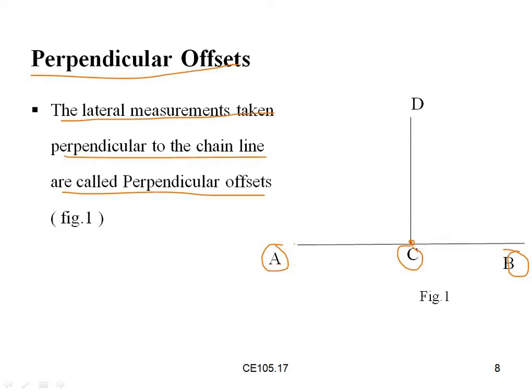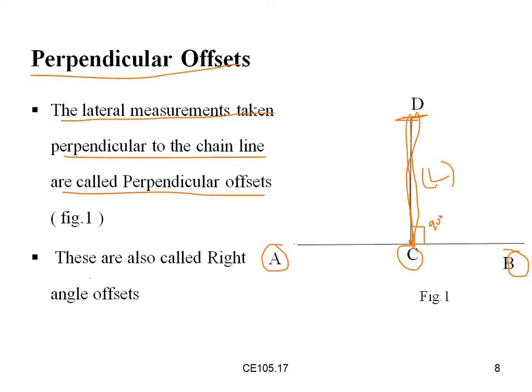While keeping this offset, the 90 degrees angle which is there, we will bisect to D. This is the point where we will get another point. The measurement which is taken is called offset. The length of the perpendicular is called perpendicular offset. So this must be 90 degrees, and these are also called right angle offsets.